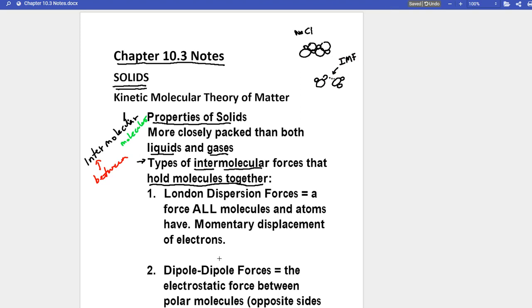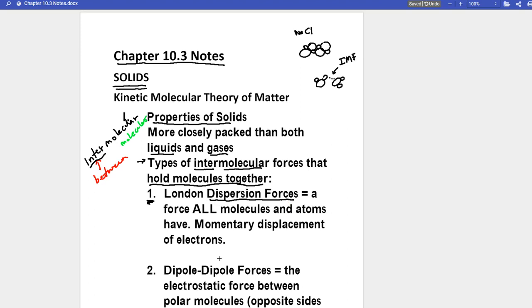Another place you might have seen the prefix inter is like an interstate highway. It's a highway that goes between two states, so that's what that inter means. We abbreviate intermolecular forces as IMFs. There are a few types that we need to know. Type 1, these are London dispersion forces, or LDF, also sometimes just called dispersion forces.